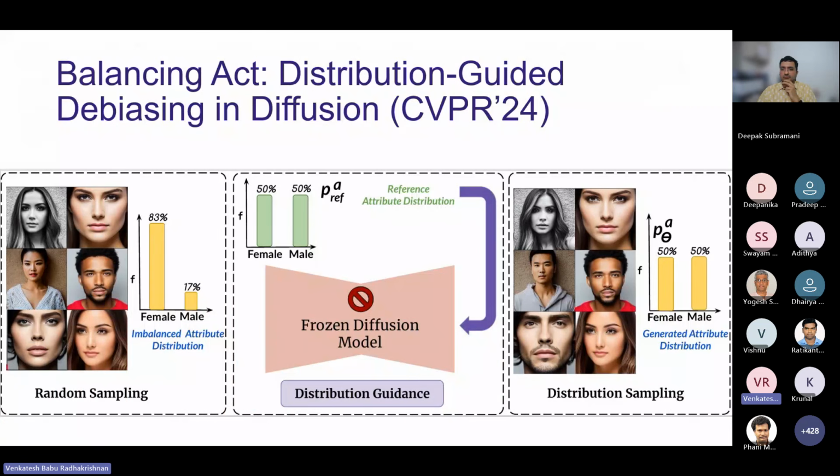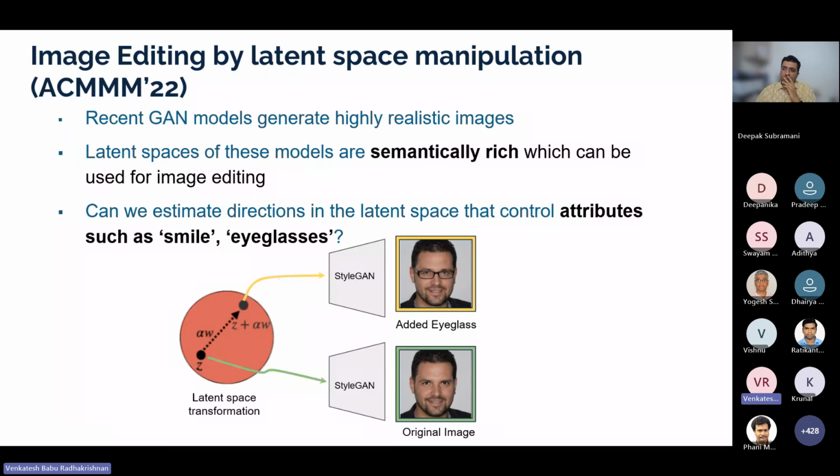In this kind of a situation, we cannot let go of the data because the data is precious. Wherever you get data, you have to use it for training. But at the same time, you want to make your model a fair model. So how to intervene and create a fair model is another important line of research that we're looking at. Also, another area of research is latent space manipulation of generative AI.